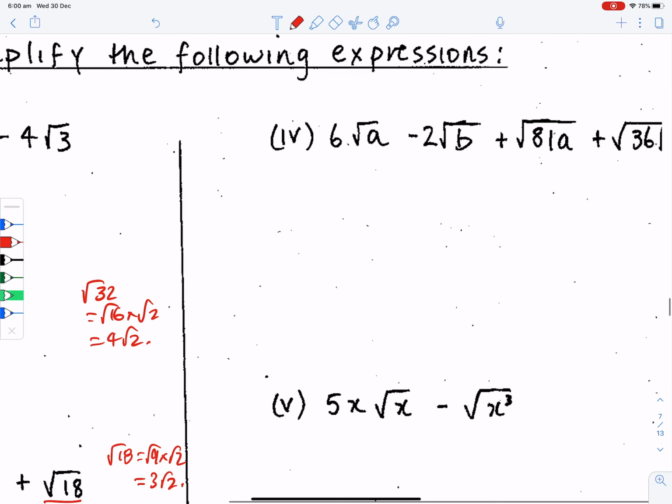Question 4. This question's cut off. This should be a b here. Okay, root 36b. Is this in its simplest form? Yes, it is. Is this in its simplest form? Yes, it is. Root 81a, is that in its simplest form? No, it's not. And root 36b, no, it's not.